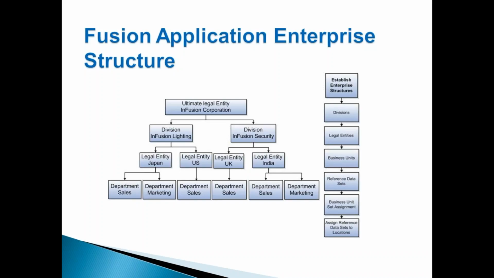Does anybody have any questions up to this point? I hope not, because most people are already from a Release 12 background, so I don't find much difference in the enterprise structure, except for the exceptions I told you about: business units, reference data sets, and the divisions.